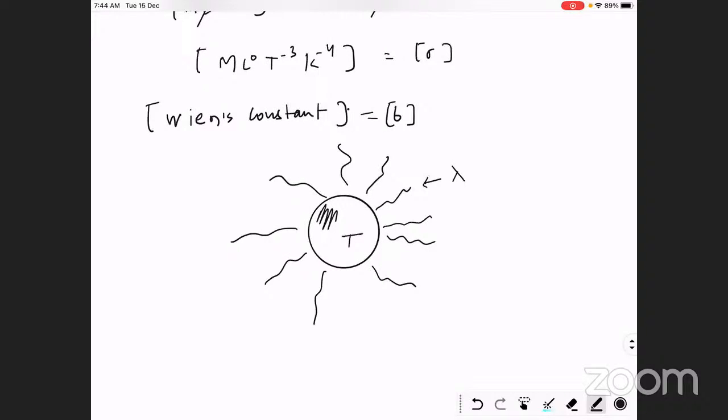तो उस electromagnetic wave की कुछ wavelength होगी. So wavelength is inversely proportional to the temperature of the body. अगर बॉडी का टेम्परेचर ज्यादा है तो वेवलेंथ छोटी है. So you can give wavelength is equal to B by T, where B is Wien's constant.